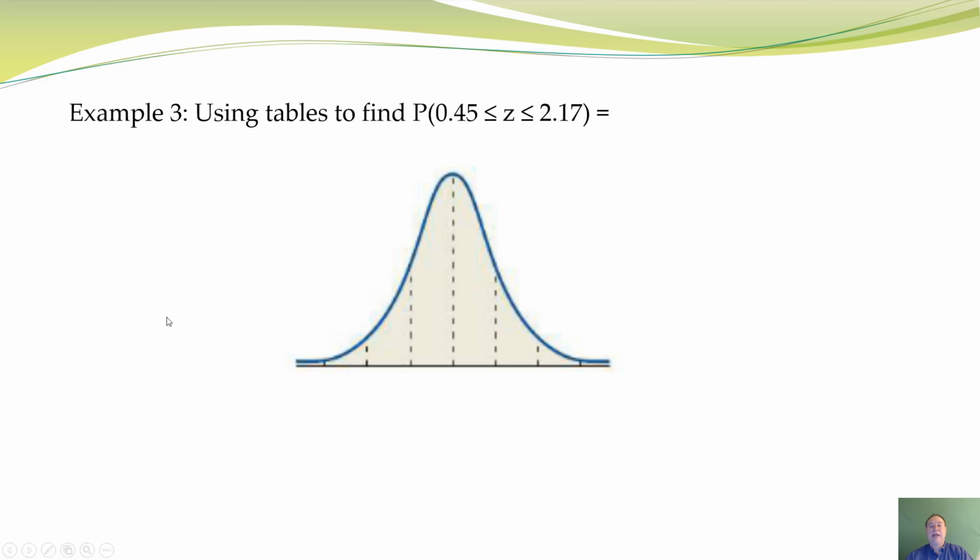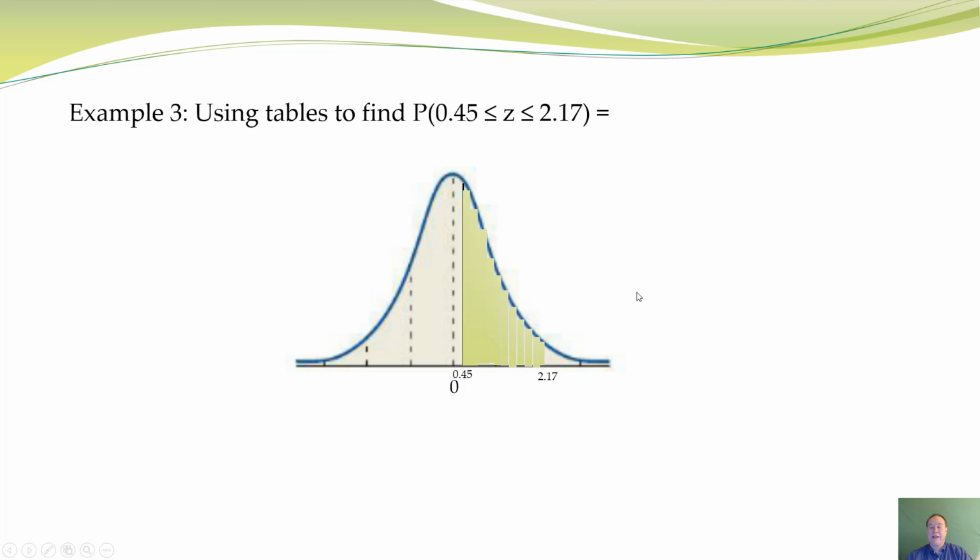Now, using tables to find the probability that z is greater than or equal to 0.45 and less than or equal to 2.17. This is an interval. So first, you would draw your curve, locate 0. Where is 0.45? 0.45 is just to the right of 0. Where is 2.17? It's out here further to the right. And what do I want? I want all the area in between. Okay, shading is a little difficult on the computer. So that's the area I want.